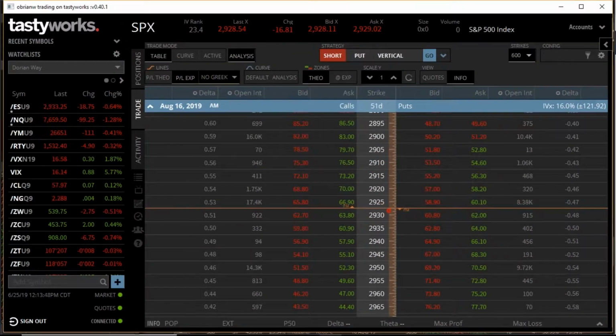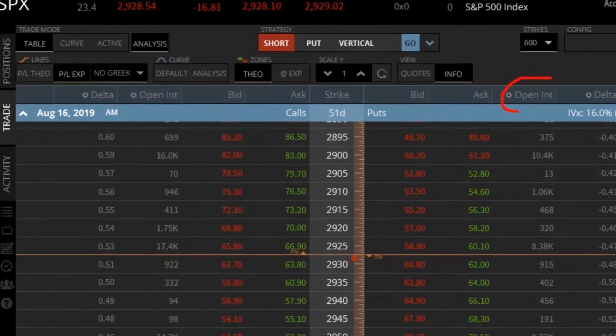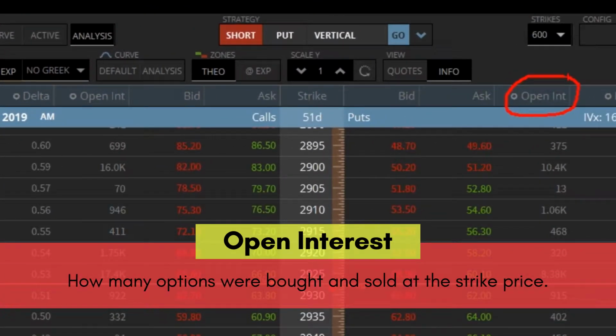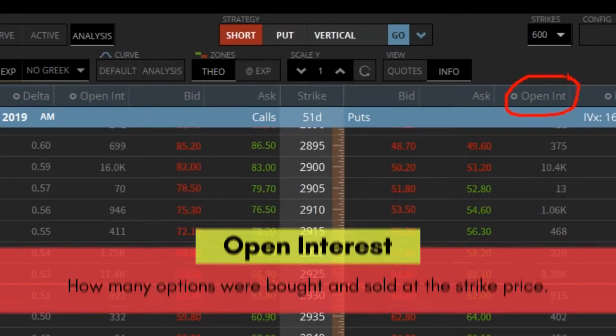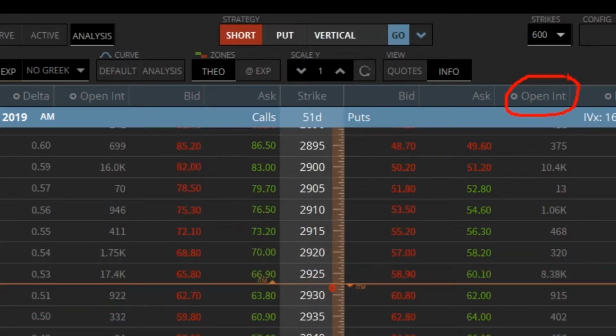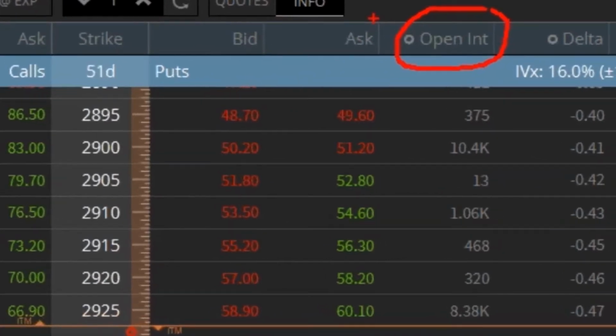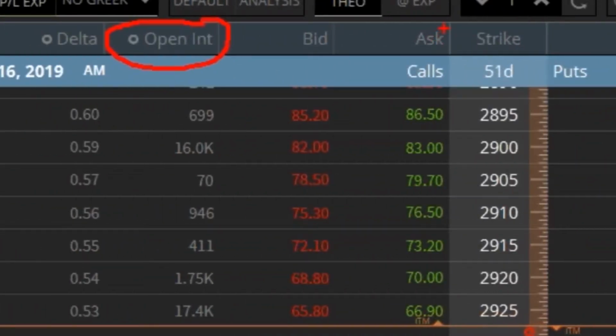And when you're looking at an option chain, it's important to look at open interest, and open interest is just how many options were bought and sold at a strike price. So in this case, on the put side, it's how many puts were bought and sold at the strike prices on the put side. And then on the call side, it's how many were bought and sold on the call side. Then to the left of the open interest is the ask and the bid, and it's on both sides here on the TastyWorks platform.